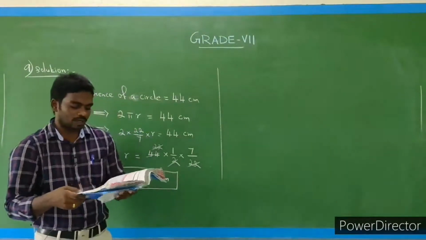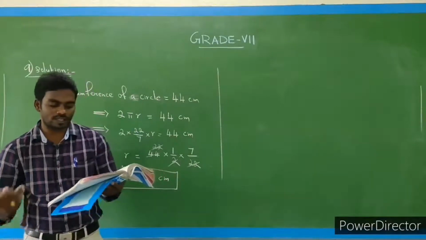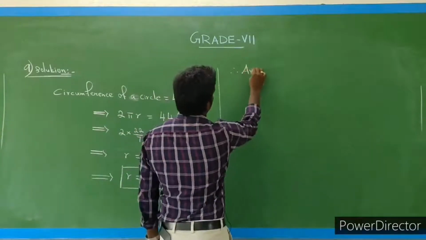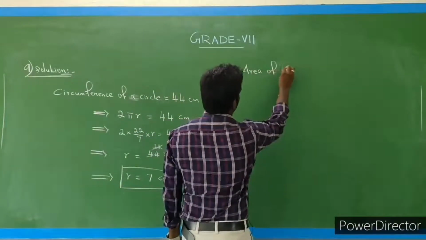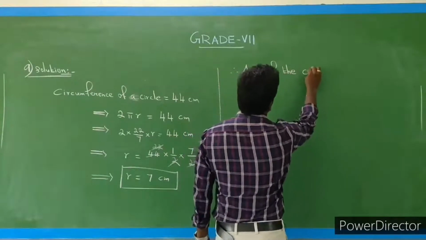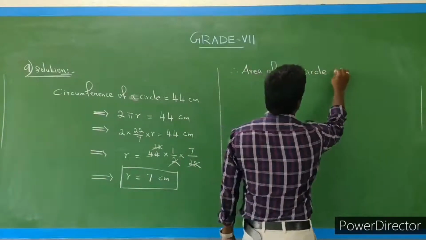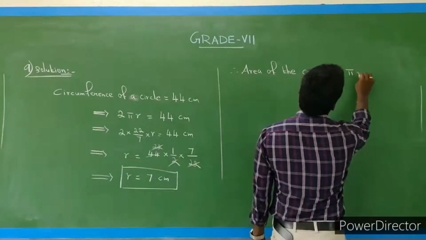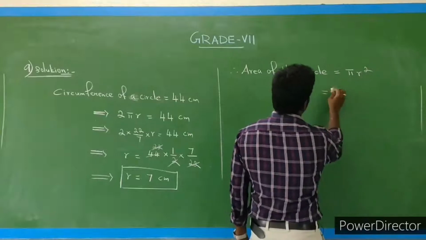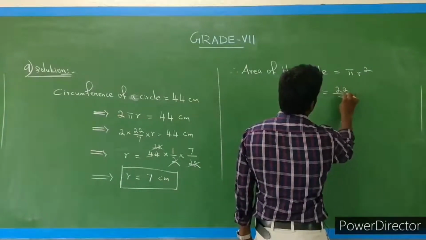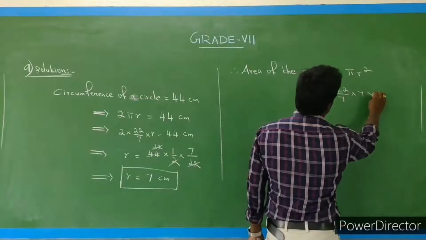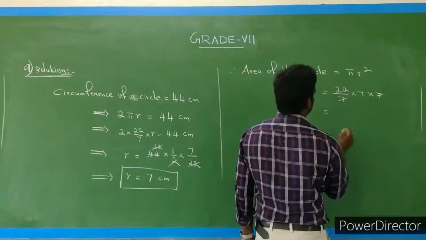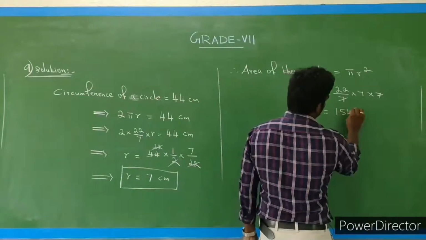Next, also find its area. Also find the area of the circle. Therefore, area of the circle is equal to, what is the formula for area of the circle? Pi r square, which is equal to pi value is 22 by 7, r square value is 7 into 7. So these 7 sevens are cancelled. So 22 into 7 is 154 centimeter square.